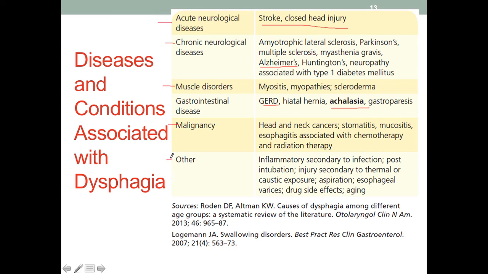And there are a couple of other things that can also cause dysphagia, such as getting it post-intubation, which we will talk about more when we discuss critical illness.